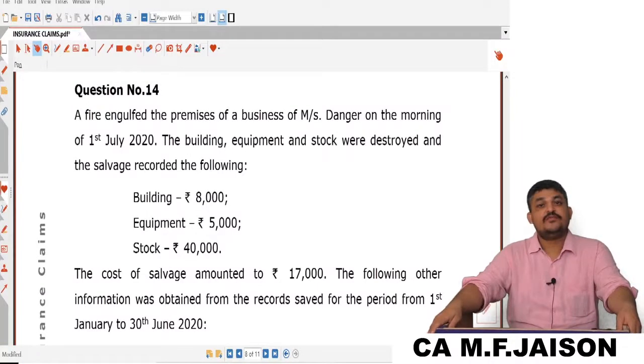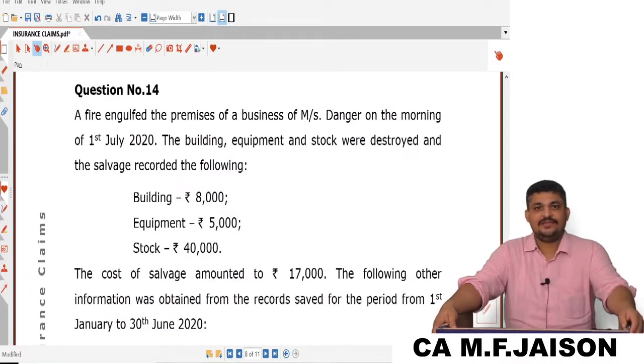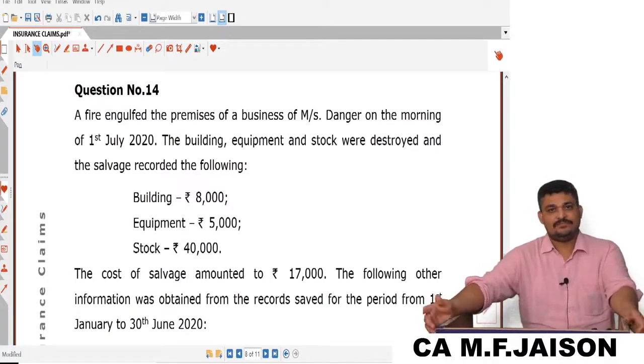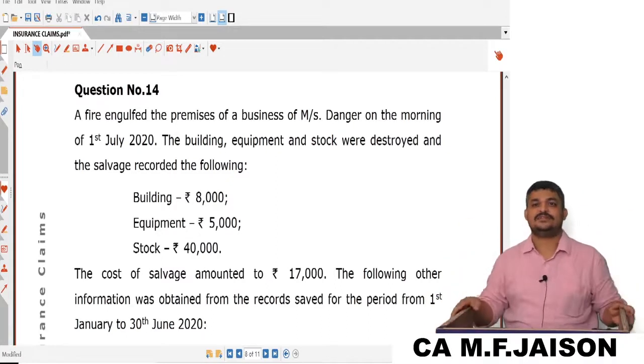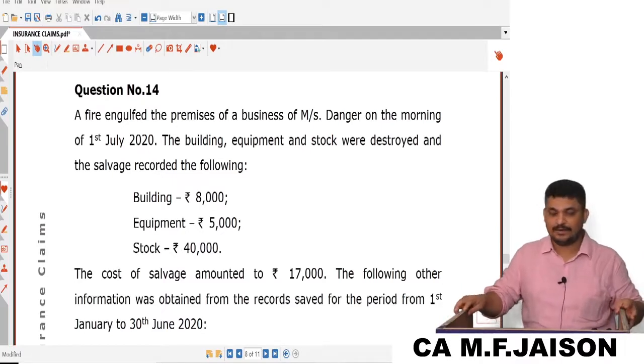Which is question number 14. We are going to try question number 14, so that in the next class I will be having only 2 questions. Maybe the moment these 2 questions are completed, we can provide a 2 hour lecture, and with that this topic, loss of stock, will be completed.